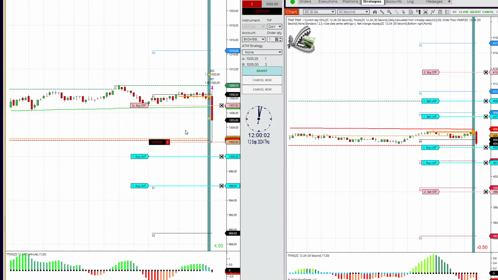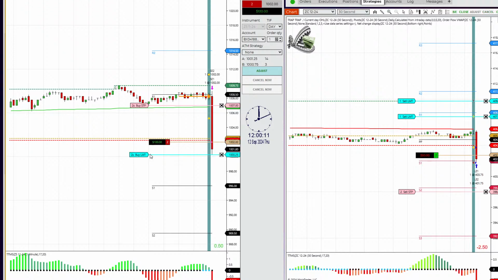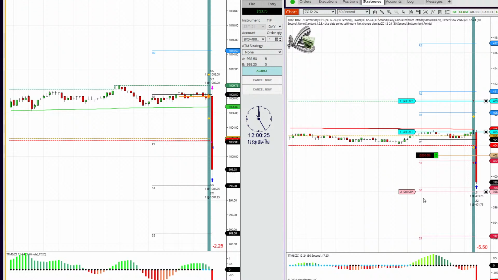Okay, not a good fill. I'm a little bit worried. Combining my orders. Okay, I took a tiny profit, did not like the move. I'm not thrilled with my trap trade, okay? Because it's going a little bit far. It's pushing, it's pushing, it's pushing.